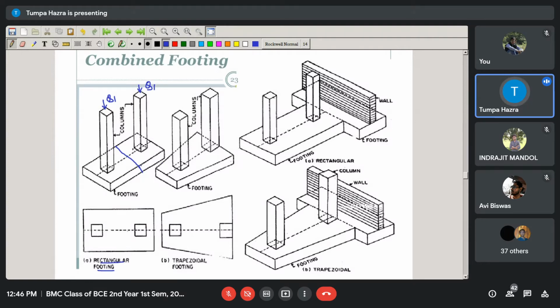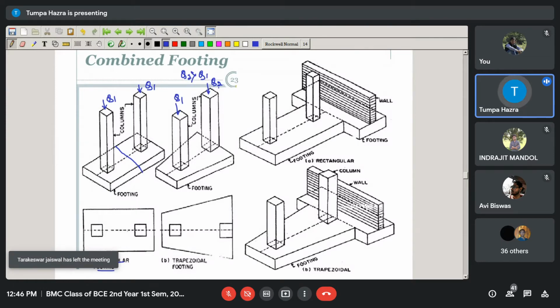And whenever the combined footing carries the loads of columns bearing differential loads, then to make the center of gravity of the footing and the center of the loads coincide at a single point, the footing is trapezoidal in nature. Here you can see that q2 is greater than q1.